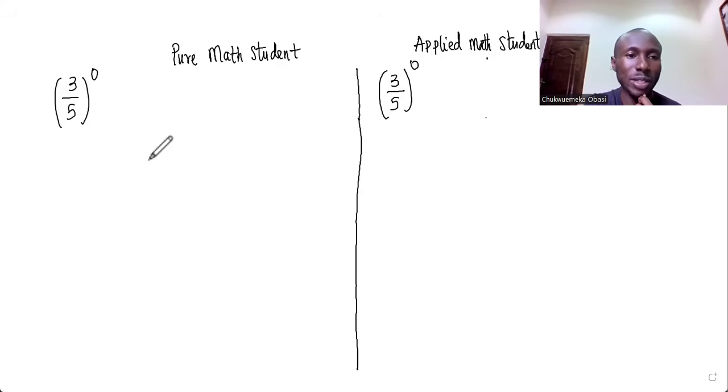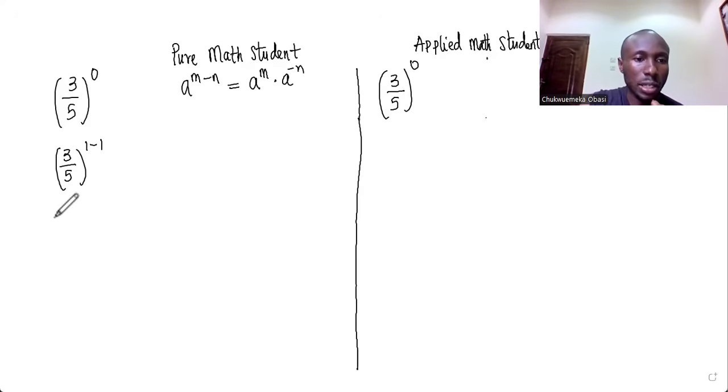Now for a pure math student, I want to say (3/5) to the power 1 minus 1, because 1 minus 1 is 0. And if you understand algebra, if you have a to the m minus n, you can further express this as a to the m times a to the minus n. So that means this is going to be (3/5) to the 1 times (3/5) to the minus 1.